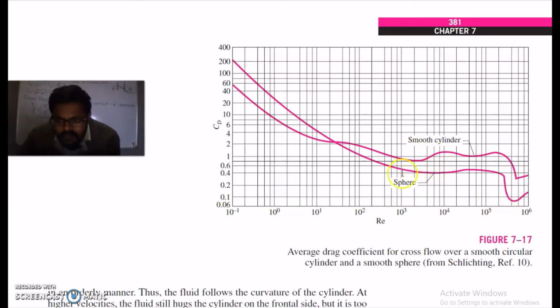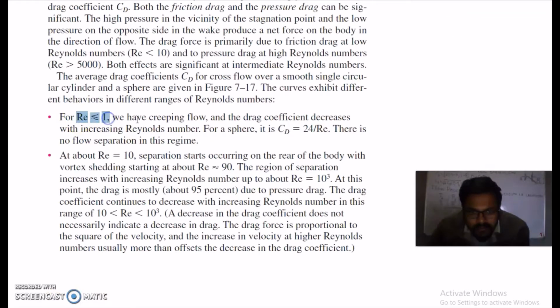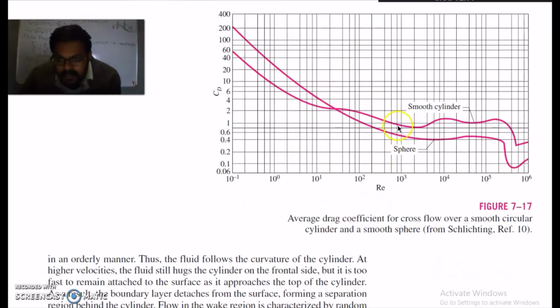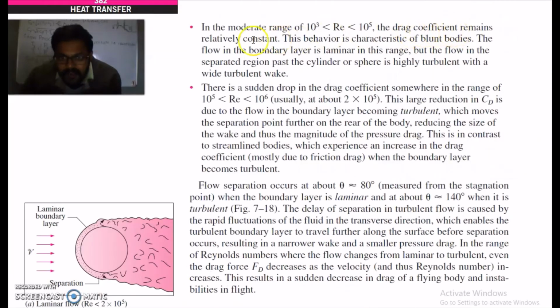and for a smooth sphere are given. For Reynolds number less than 1, the drag coefficient decreases with increasing Reynolds number. For a sphere it is 24 by Reynolds number. There is no flow separation in this regime. In the moderate range, 10^3 and 10^5, the drag coefficient remains constant. This behavior is characteristic of blunt bodies.